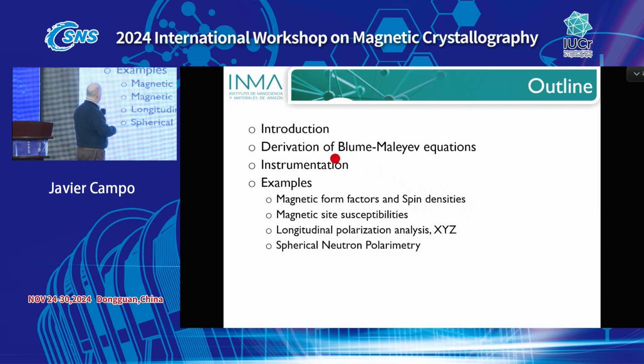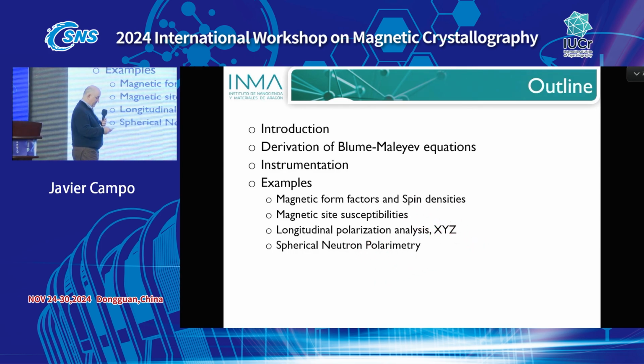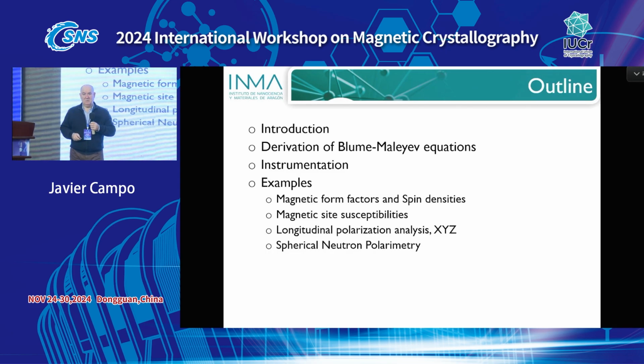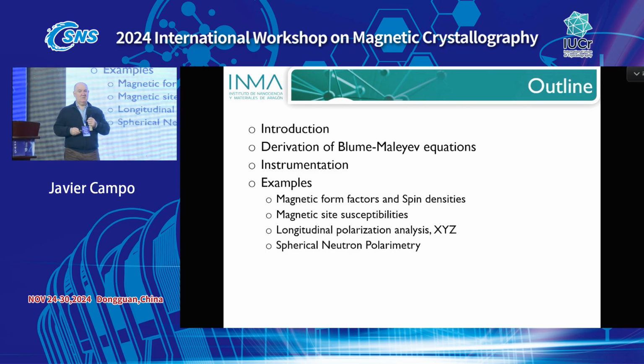That means the Blume-Maleyev equations will be adapted for each one of these examples: spin densities, magnetic susceptibilities, longitudinal polarization analysis, and finally spherical neutron polarimetry. Okay. If you have questions, you can ask at any moment. We don't need to wait until the last moment if you want.